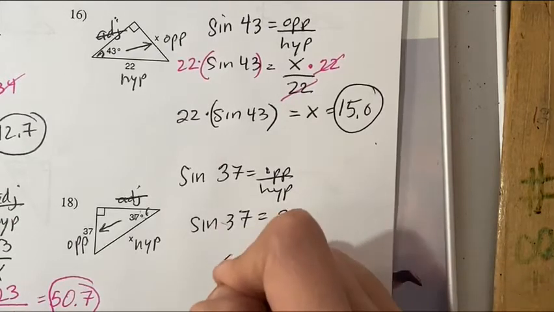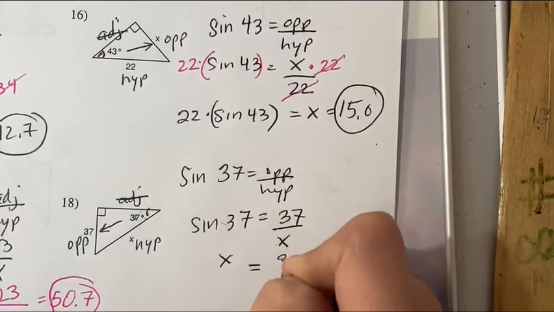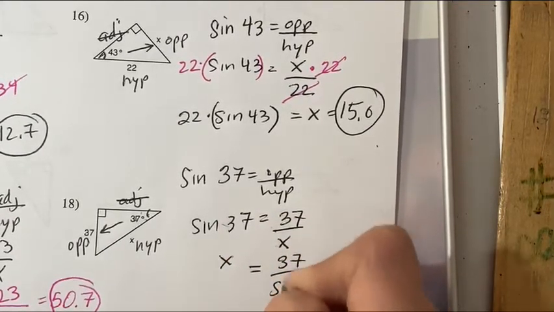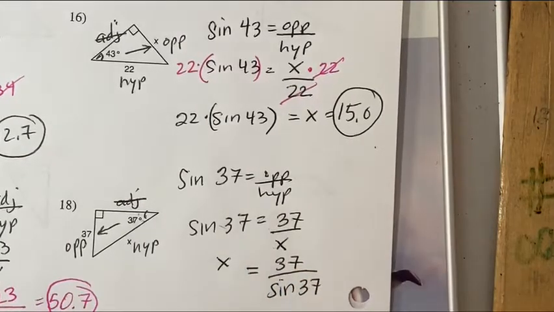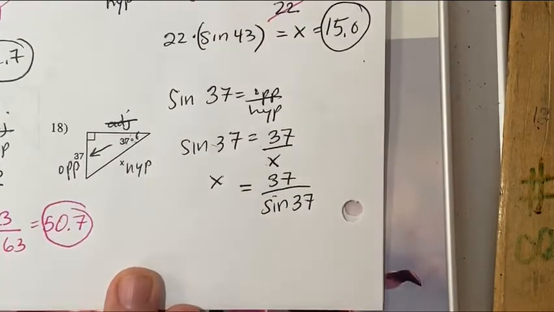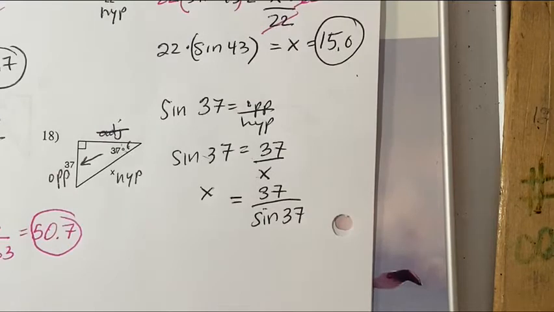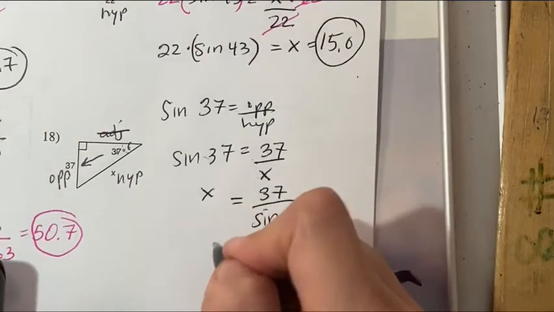So we're going to swap spots here, right? So I get 37 over the sine of 37. And that's not 1. Those are different values. The sine of 37 is a decimal. So 37 divided by the sine of 37 is 61.5.